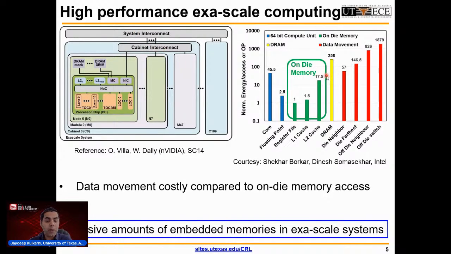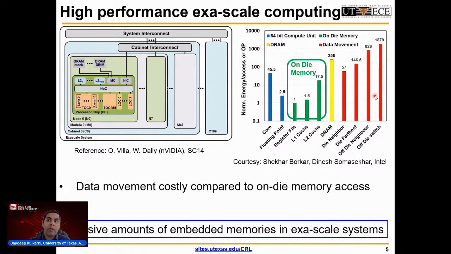Now, if you focus on the plot on the right, which shows the normalized energy per access per unit operation, this energy per access is normalized with respect to the on-chip register file energy, which is local, very near to the processing unit. We notice that these green bars are the amount of energy required to access data from the on-chip memories, such as the register files, L1 cache, and L2 cache. The moment we go off-chip, for example in the case of DRAM, it has more than 256x higher energy compared to the on-chip memory access.